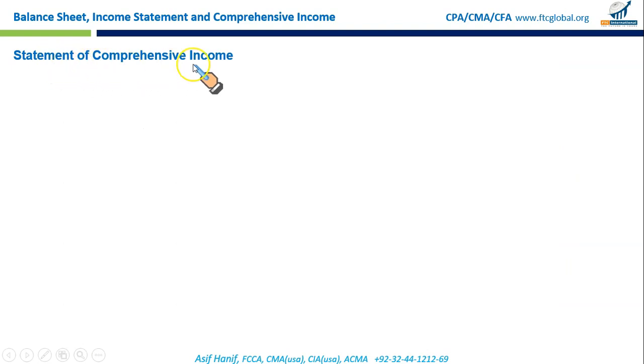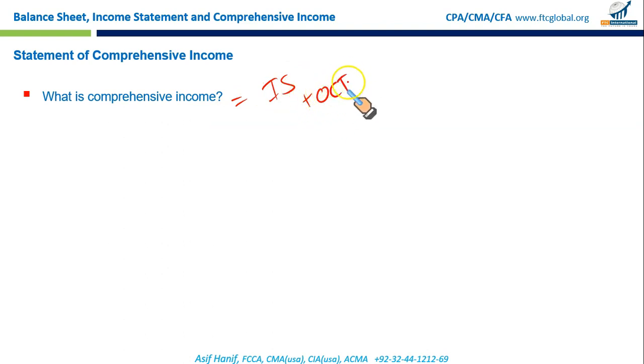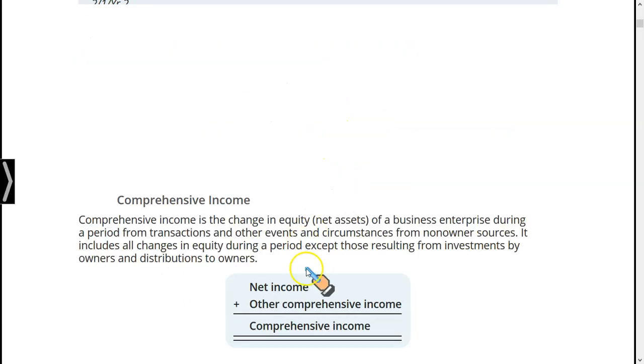Then we have the statement of comprehensive income. Okay, what is comprehensive income? Comprehensive income is basically the total change in equity for a period, and it consists of two components. One is the income statement and the other is other comprehensive income. Let me show you what I mean. This is it, your net income and other comprehensive income. Together they are called comprehensive income. Let us discuss this idea further.